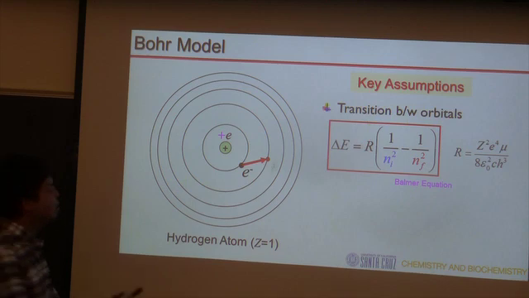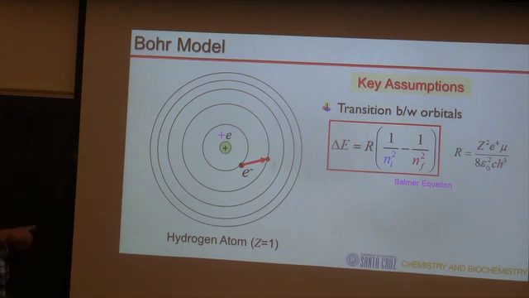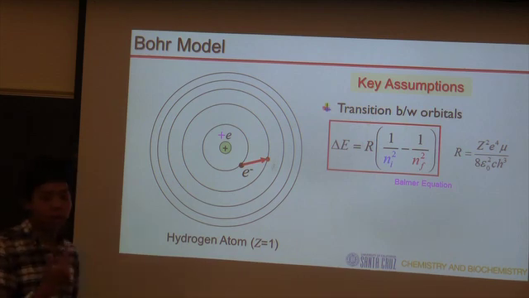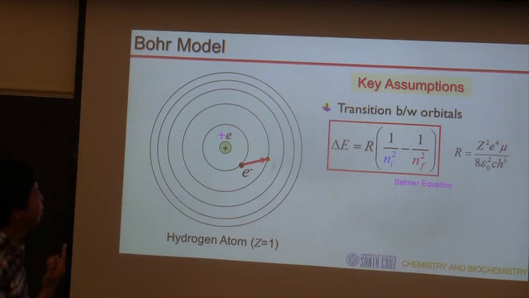In the other case, if Ni equals 2 and Nf equals 1, meaning from 2 to 1, what's the sign for delta E? It's negative. Negative means we emit energy. That's the truth, right? Because the electron is coming from a higher energy level, and when it goes back to the lower energy level, it emits energy as light and radiation.